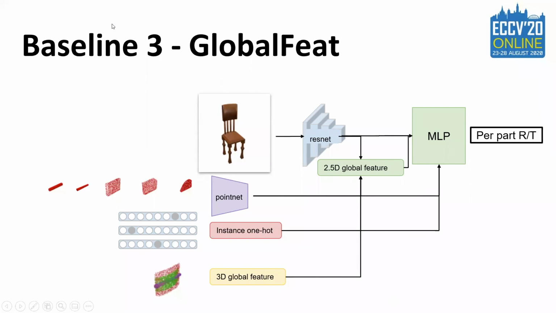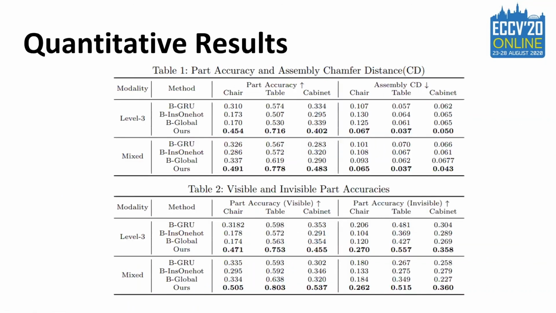The third baseline improves upon the second baseline by adding our context-aware 3D global feature. Each pose projection not only considers the part-specific 3D feature and image feature, but also the 3D global feature to offer more context. We conduct experiments on the three largest furniture categories of chairs, tables, and cabinets.